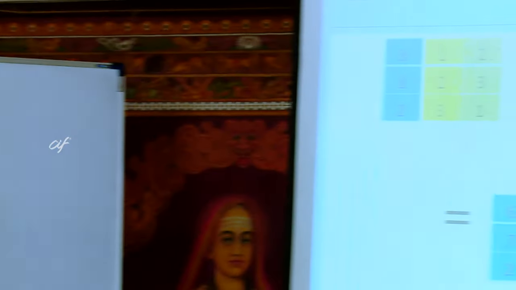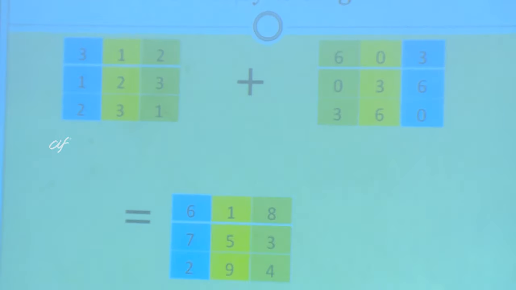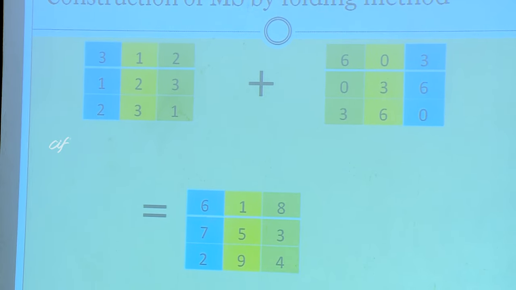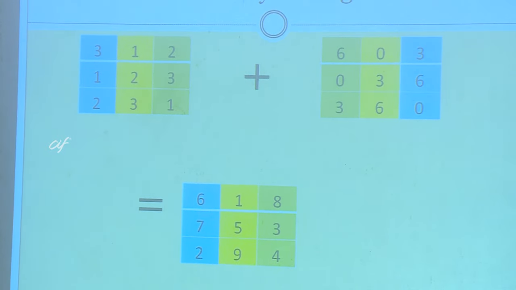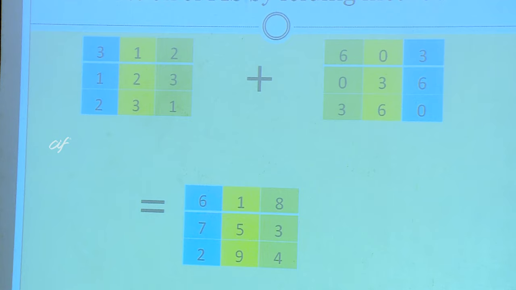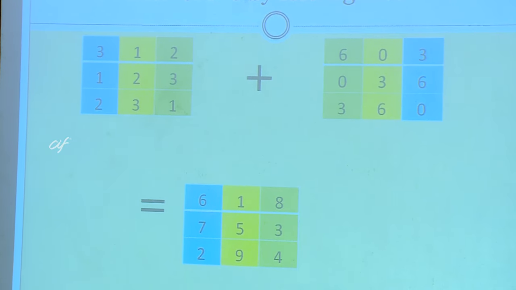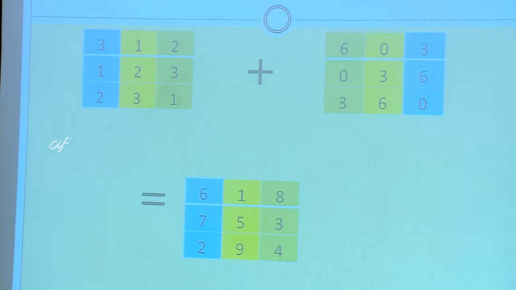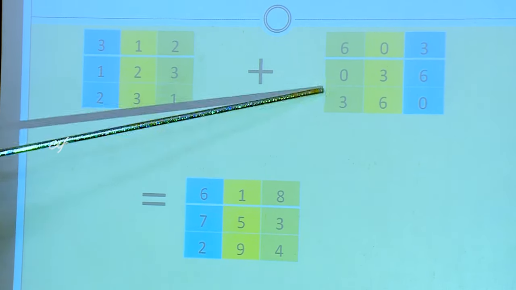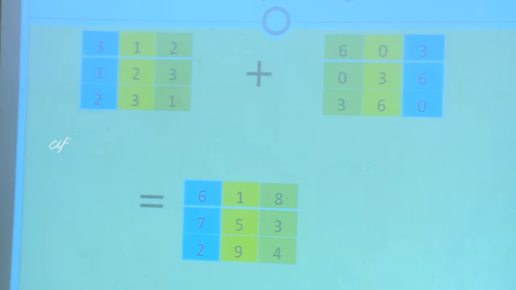0, 4, 8. And add it like this. Folding. 1, 2, 3, 1, 2, 3. First one should be the same. Second one, instead of 0, 3, 6, you put 0, 4, 8. But while adding, just take care. That's why I have colored the column so that we'll add it correctly. Yellow to yellow and blue to blue.